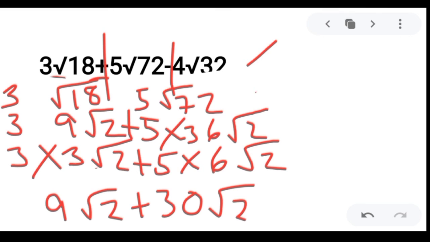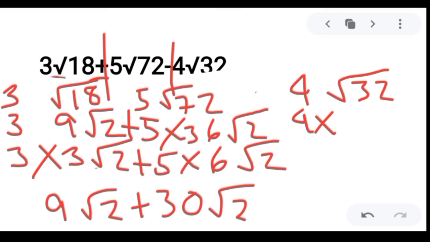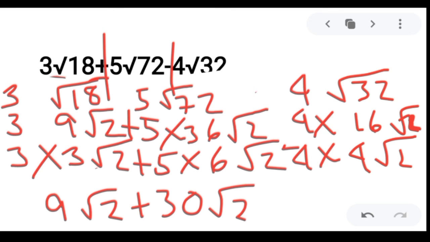Sumunod na given natin guys is negative 4 square root of 32. Ihiwalay natin yung 4, square root of 32. 4 multiply natin sa 16 square root of 2. So 16 times 2 is 32. Pero pwede pa natin ito i-simplify. 4 times 4 square root of 2 is 16 square root of 2. So, paano naging 16? 4 times 4 is 16.